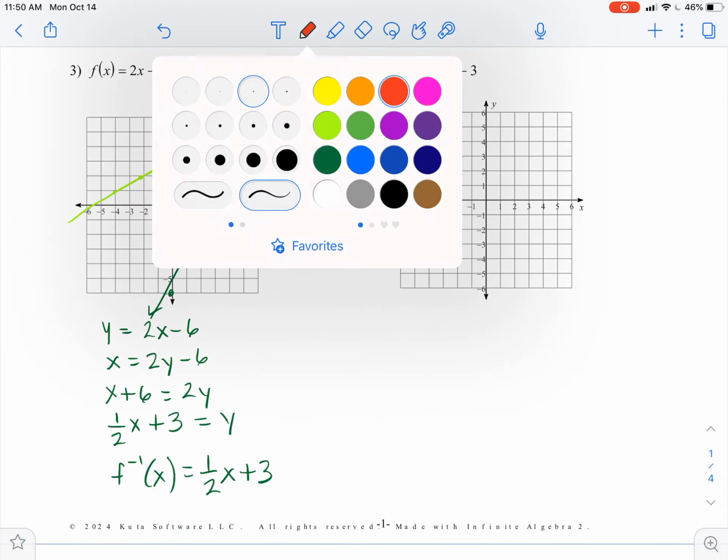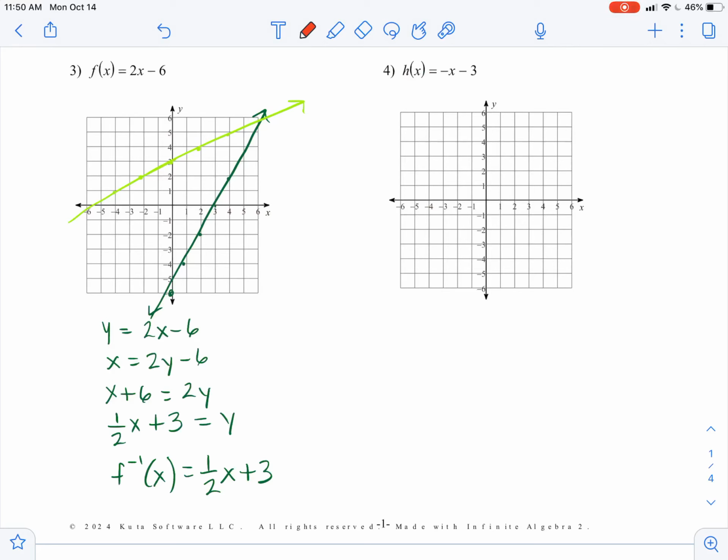Okay, and then again, we just draw in the y equals x line, which is right here. And do those look like reflections over the line? And hopefully your answer is yes. So that is how we find the inverse of an equation. We're going to use that all year long with every one of our functions. We use those same steps.